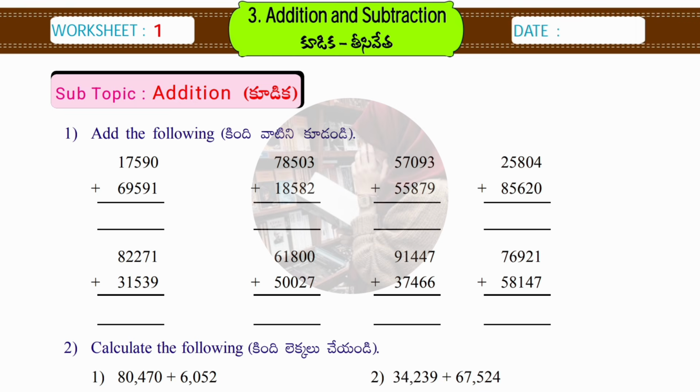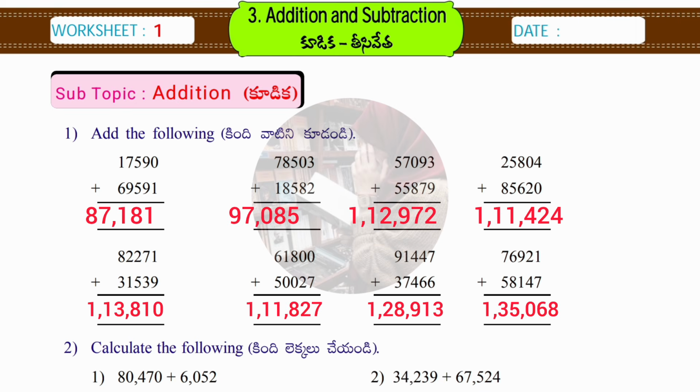17,590 plus 69,591. We'll start with the ones digit. So 0 plus 1 is 1, then 9 plus 9 is 18. 1 goes to the hundreds side, and 8 you have to write it down here itself. Then 5 plus 5 is 10, and 1 came from the tens digit, that's 11. So 1 goes to the thousands place and you have to write down the next 1 here.